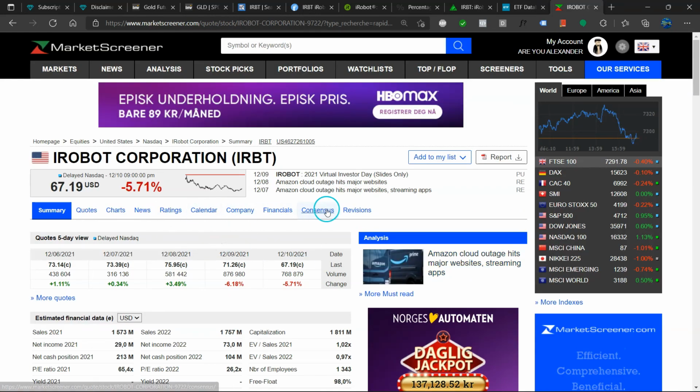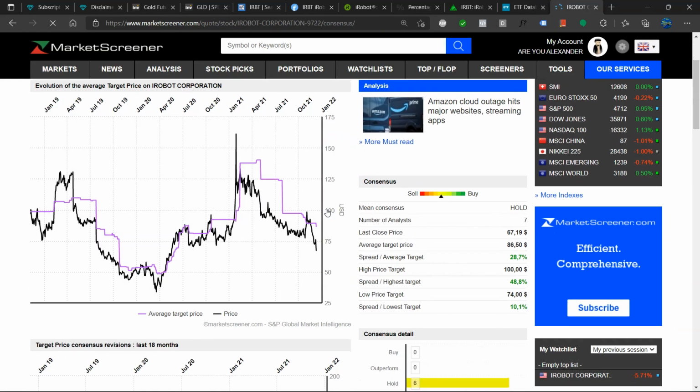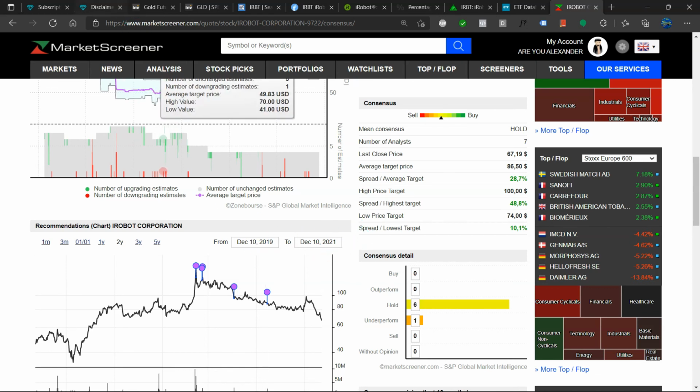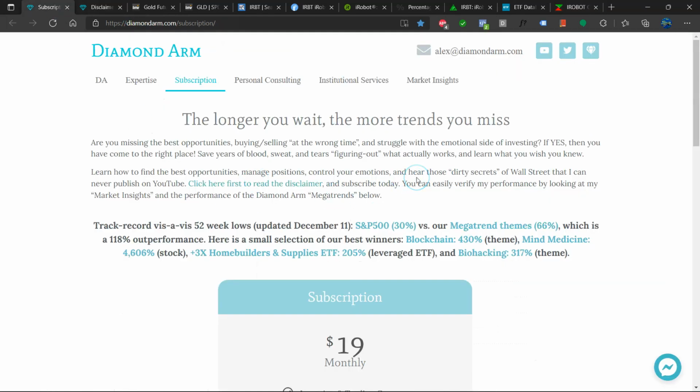Looking here at the consensus estimates, we do see that the average price target is 29% above. That's bullish. The highest is 49% above, and the lowest is 10% above the current stock price. So the analysts are definitively feeling the love for iRobot.